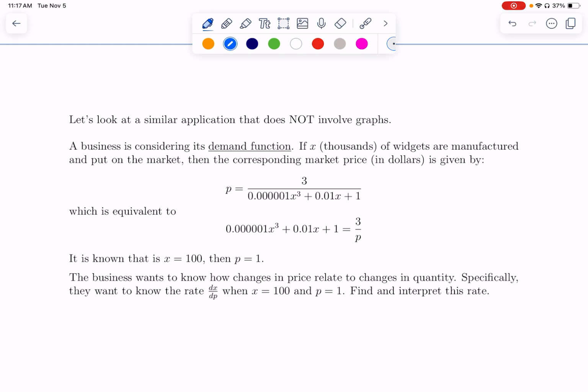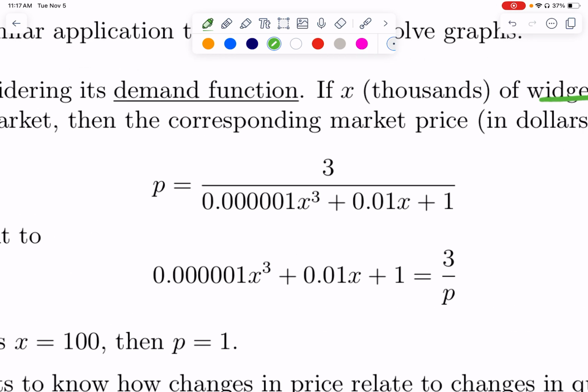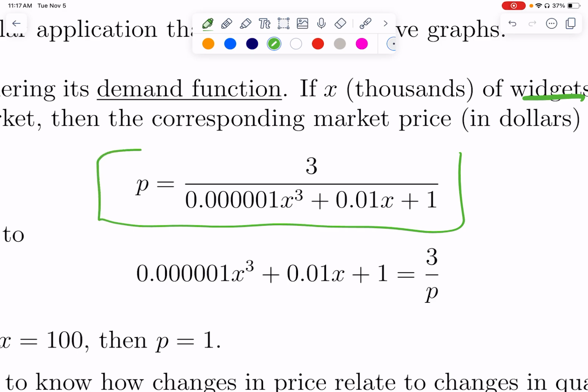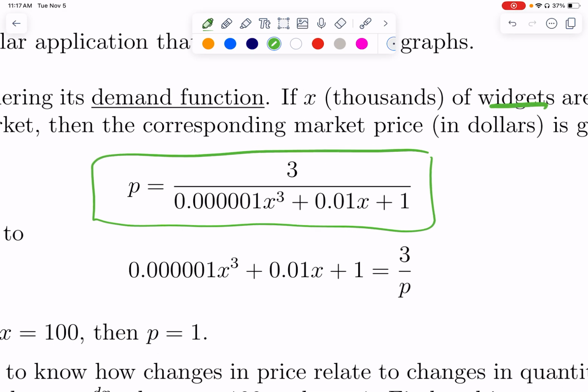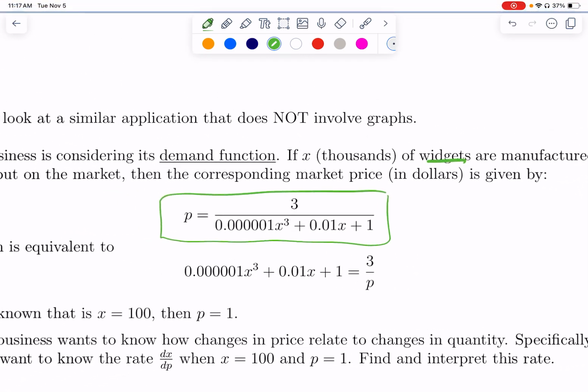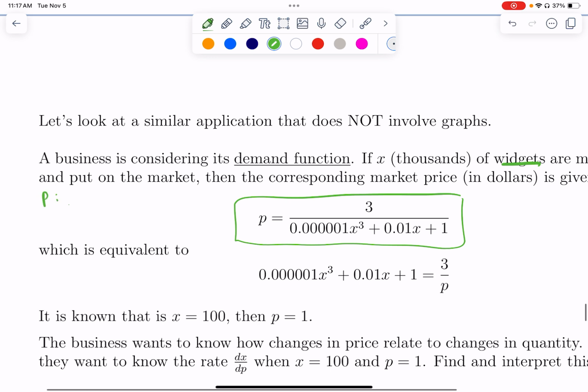So let's imagine that this business that is selling widgets has done some research and understands that their demand function is given by this equation, where P is measuring the price in dollars. Let's just make that really clear. And x is measuring the quantity of units on the market in thousands.